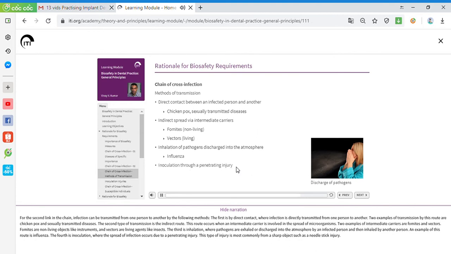The fourth is inoculation, where the spread of infection occurs due to a penetrating injury. This type of injury is most commonly from a sharp object, such as a needle stick injury.